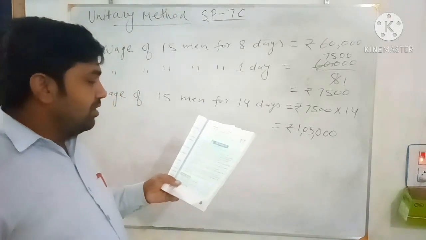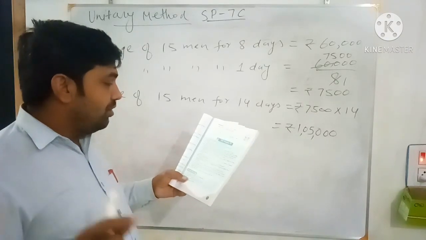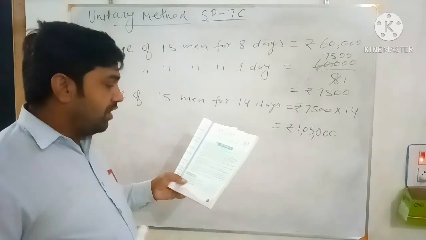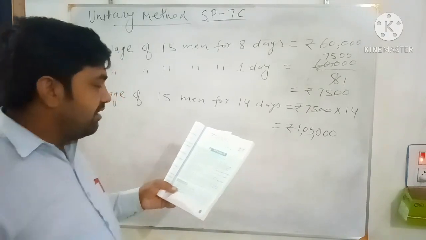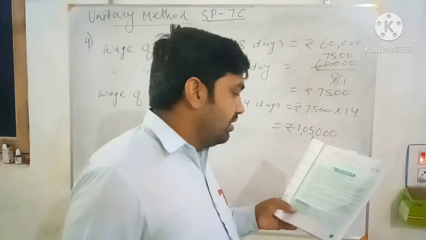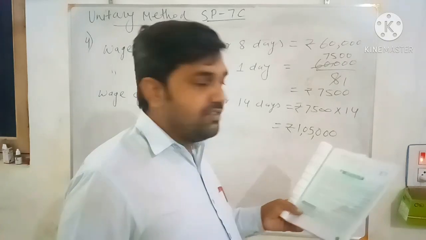So if a car goes 45 meters in 3 seconds, how far does it go in 5 seconds? In 3 seconds the car travels 45 meters. So in 1 second it will travel 45 by 3, that is 15 meters.